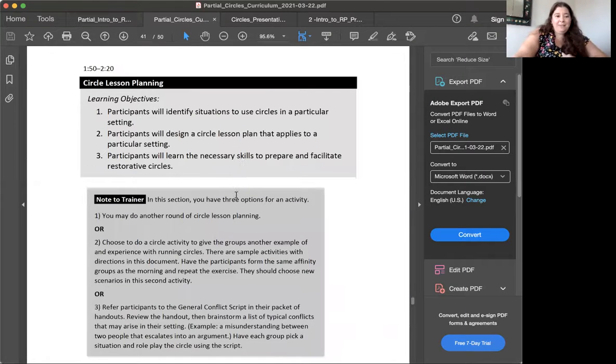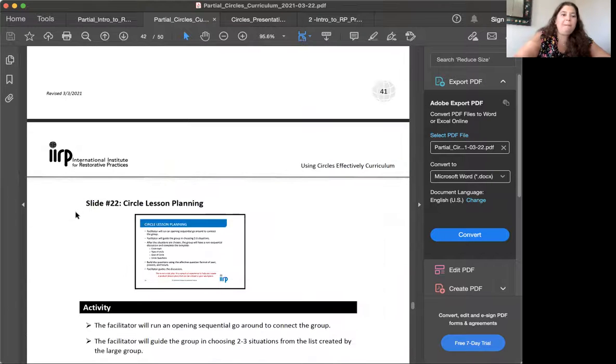And then this next part here is an option. You have some options. So you can do another round of circle lesson planning. There are going to be in your full curriculum some other circle activities that you can choose from. You could use the general conflict script and talk about using circles to respond to harm and wrongdoing and conflict. So a lot of options here as well for the second round of circle lesson planning.